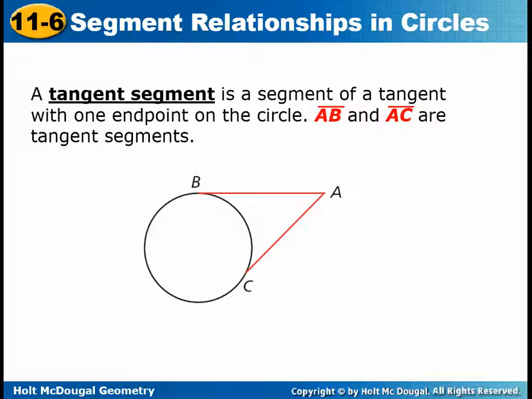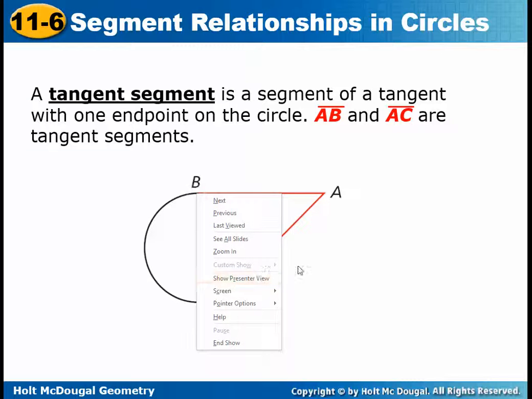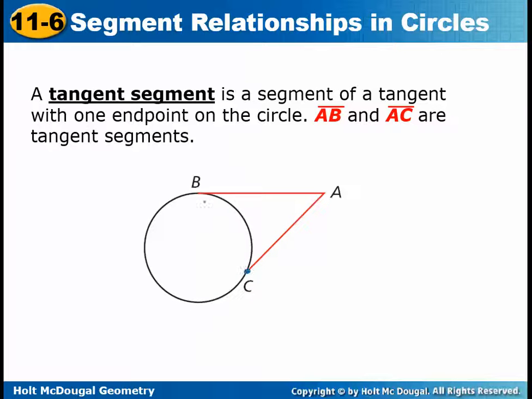So here's a tangent segment. It's just a segment of a tangent with one endpoint on the circle. So here's where it intersects the circle. And there, of course, the angle formed would be outside.